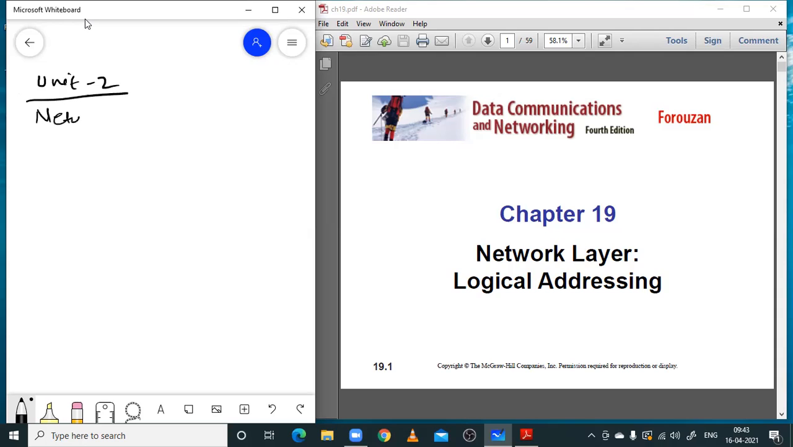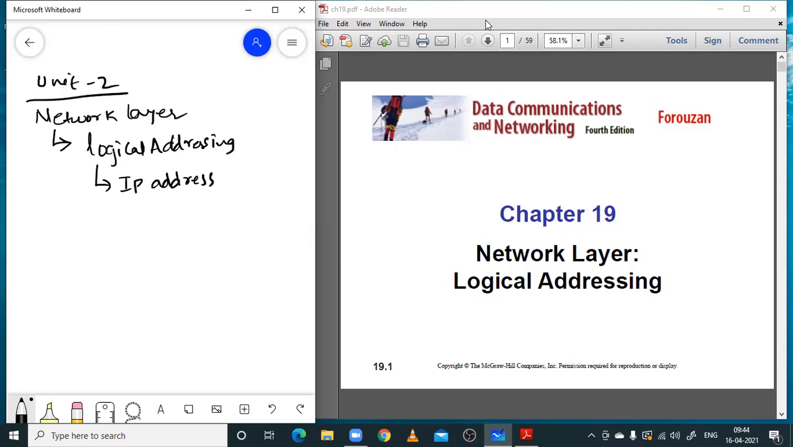So coming to Unit 2, we have the network layer, as I'm showing here in the PDF also. Under this, the first topic is logical addressing. Try to understand here: the logical address is nothing but the IP address.